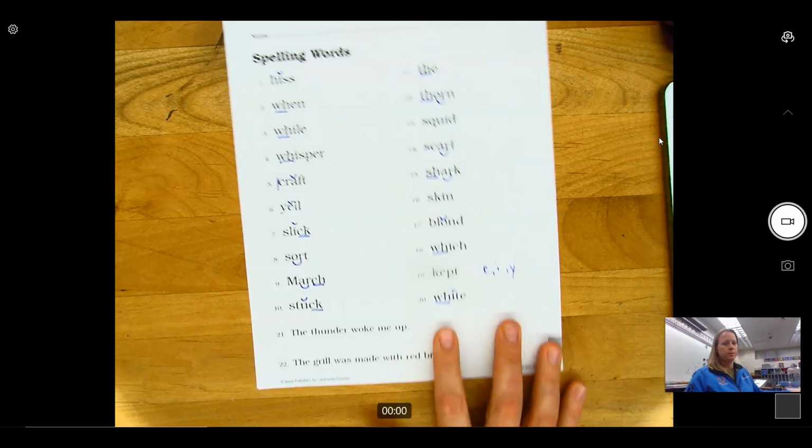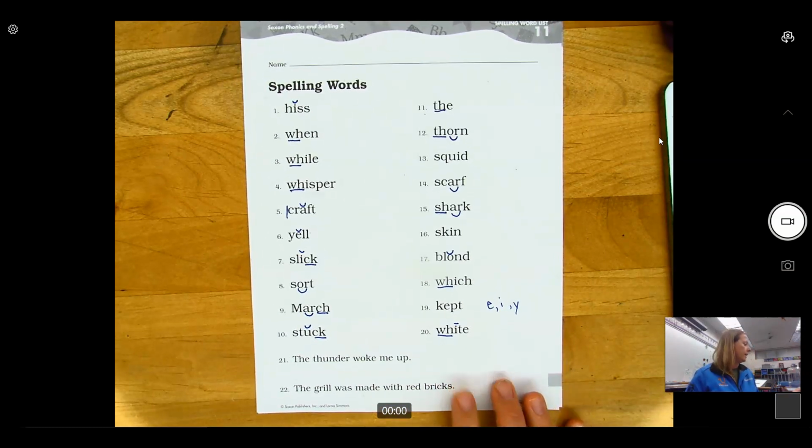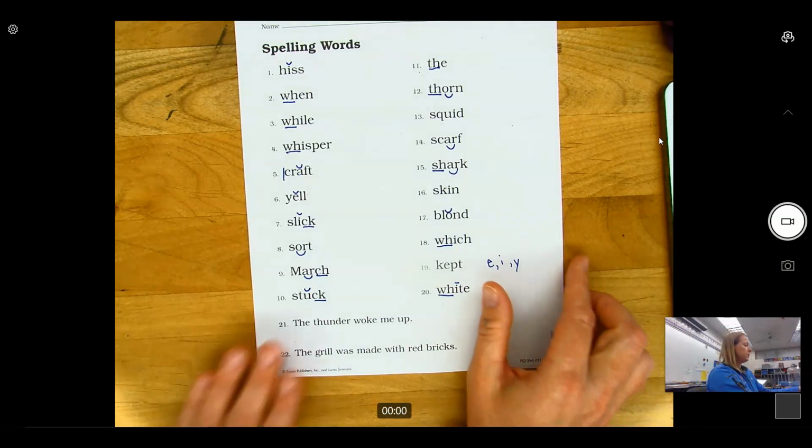This is our spelling words for this week. It is spelling list number 11. Make sure you practice these. We went over these the other day.